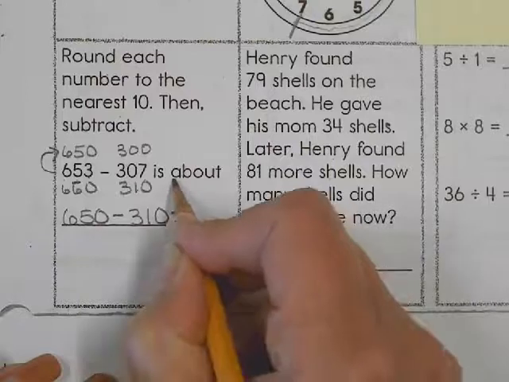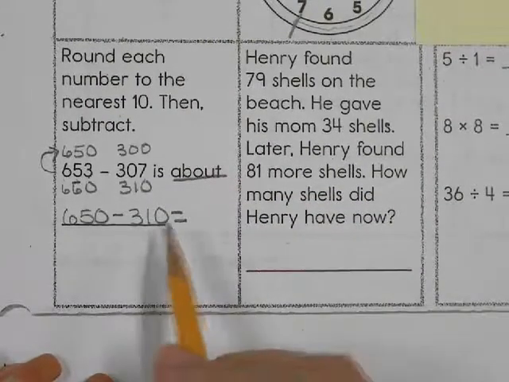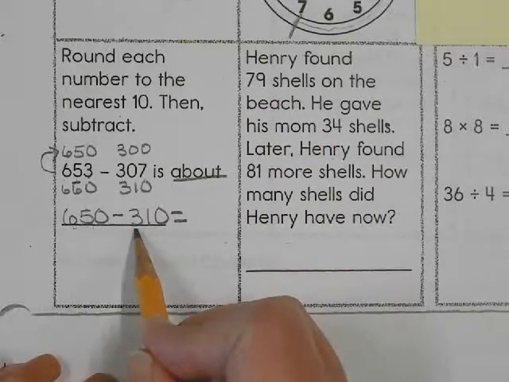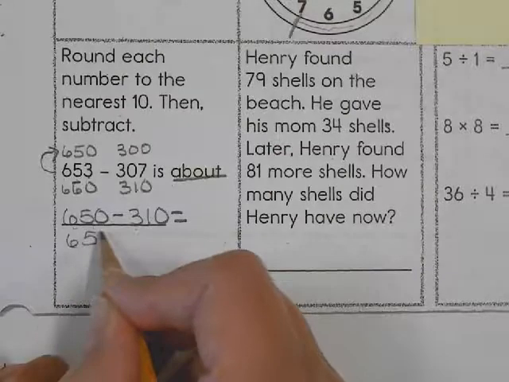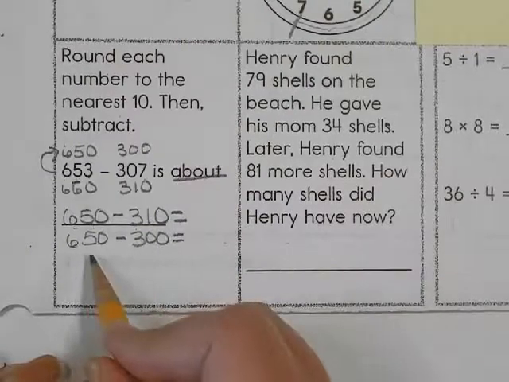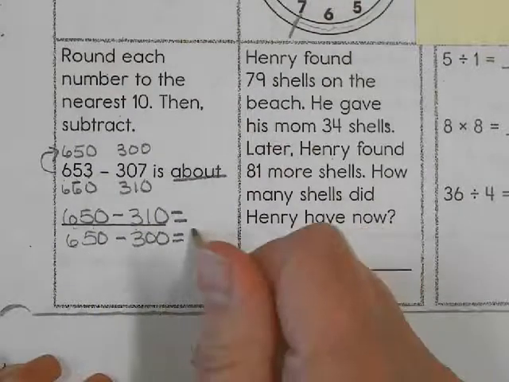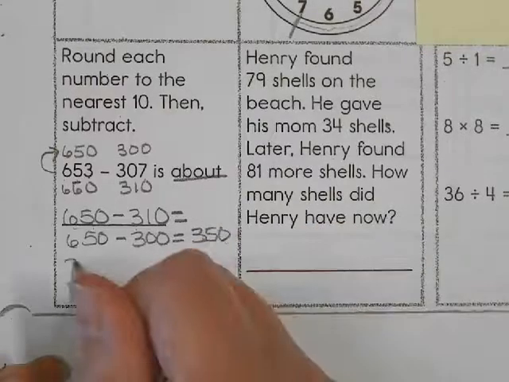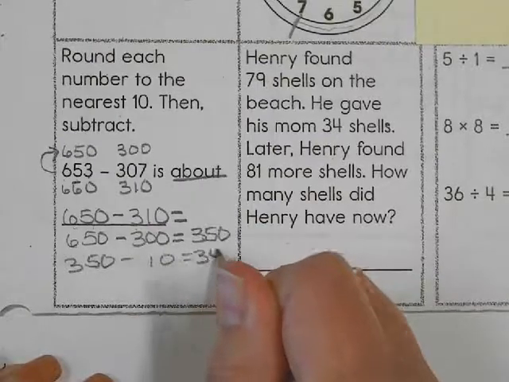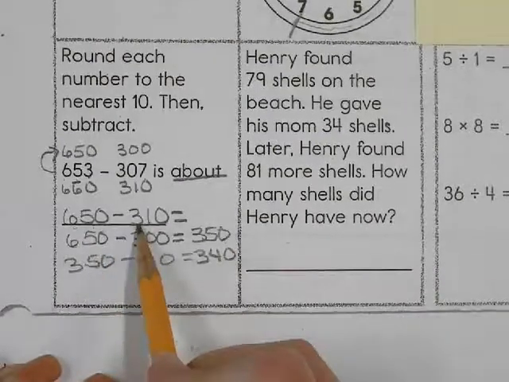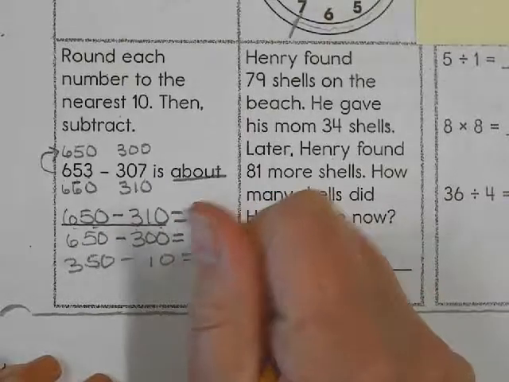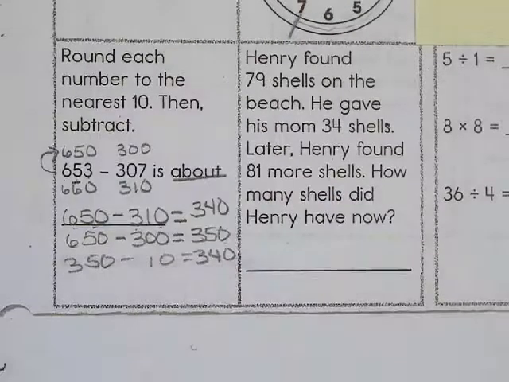Now, we're going to look for the about. Since these both have been rounded, now we know that we can subtract 650 minus 300. If we wanted to use the break apart or the subtract off strategy, we can. If I subtract off 650 minus 300, that would give me 350. And then I take that 350 and subtract 10. That would give me 340. Or I can subtract 600 minus 300 is 300, and 50 minus 10 is 40. And that will still give me 340 as my estimate.